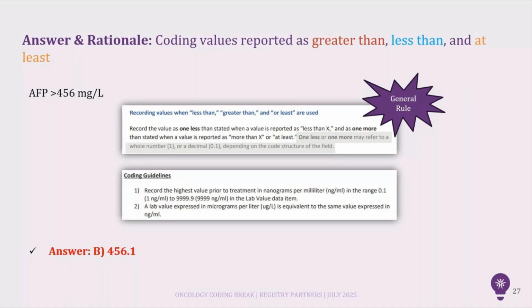So because AFP is documented with a point to the highest tenth, we're going to do 456.1 because that's one value higher than 456. So another example would be if we had tumor deposits, if you had more than 10, then you would code 11 because tumor deposits for colon only have the 2 digits without the decimal point.